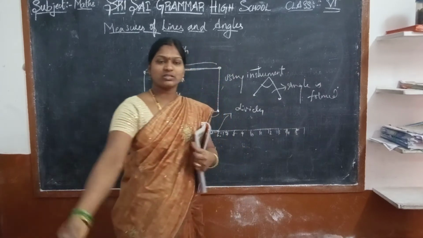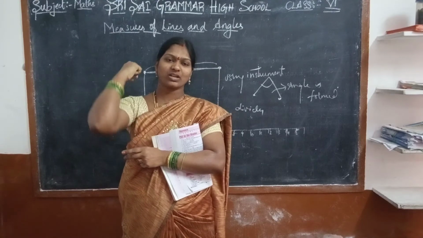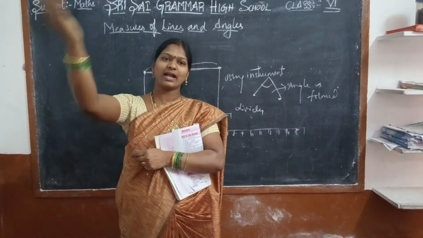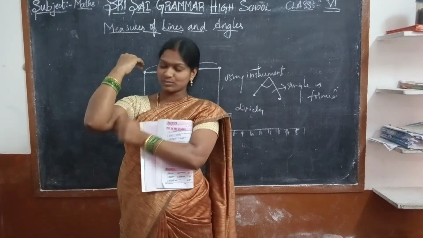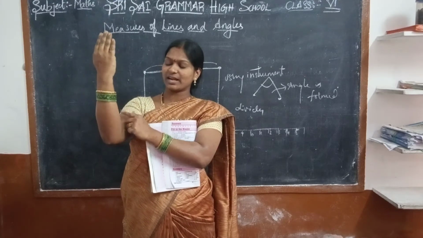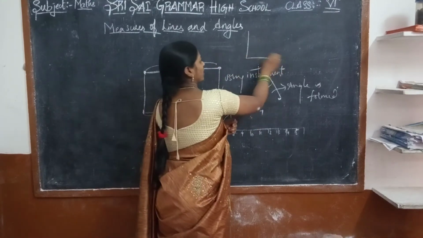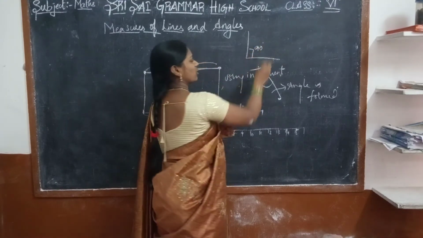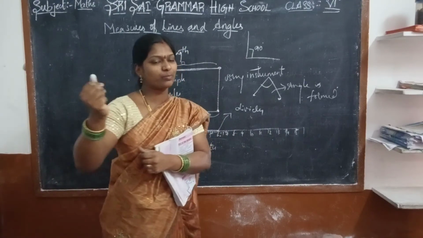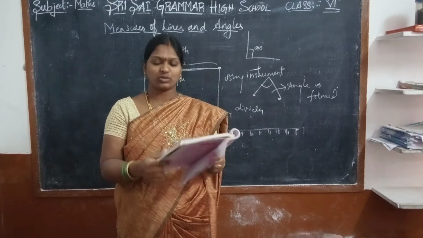Angle is formed. If you take the measurement of your arm only, if you raise your hand and keep it like this, an angle is forming here. If it is exactly like this, a right angle is forming. In your arm and in your body also, you can see angles forming. That is what we are learning.